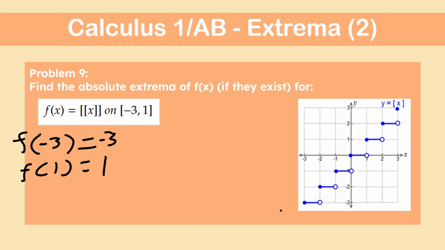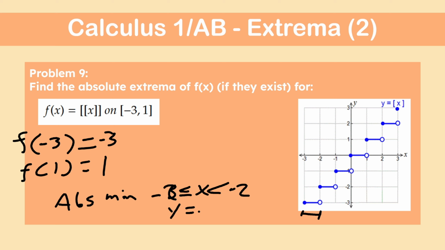So as we can see here, there's some interval where this is the minimum. So you can see that the absolute minimum of f of x occurs from the points negative 3 less than or equal to x less than negative 2 at the y value negative 3. While the absolute maximum occurs only at one point, which is the endpoint of the interval, at 1. So you can just say this is just 1, 1. So the absolute minimum has an interval where it can exist, while the absolute maximum has one set point where it exists.